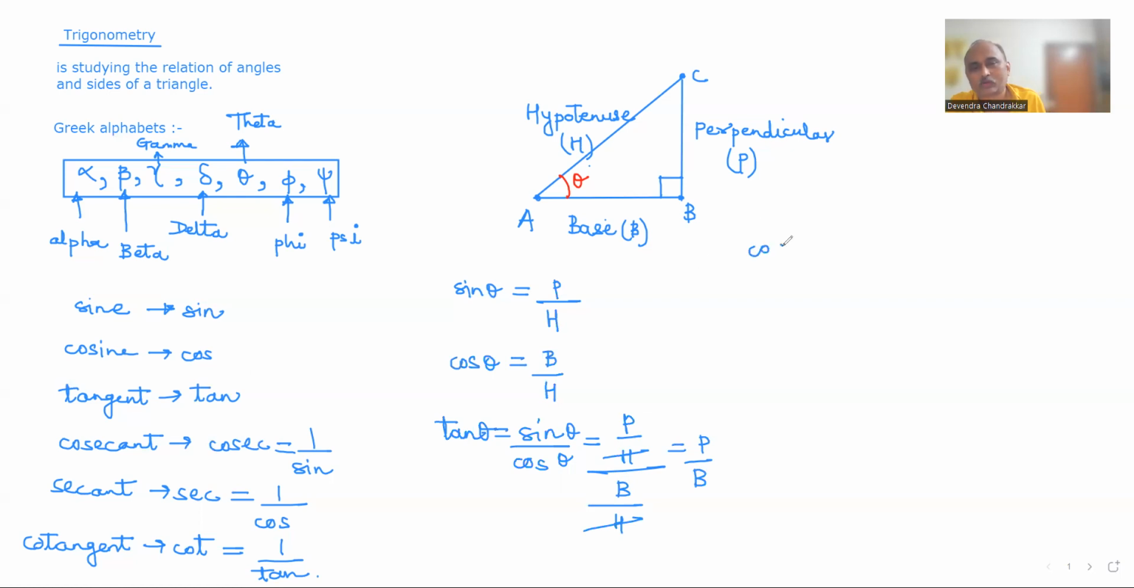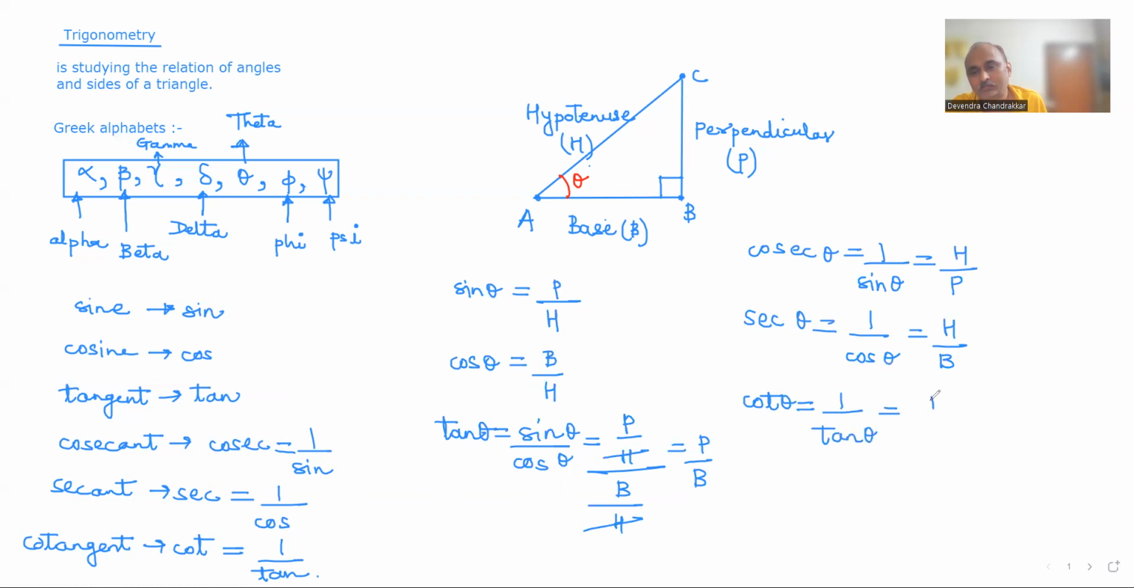Then comes cosec theta. It's 1 upon sine theta, so this becomes H upon P. Then comes sec theta. It's 1 upon cos theta, so it's H upon B. And the last one is cotangent, cot theta, which is 1 upon tan, and that is base upon perpendicular. I hope all of you understood this. Yes or no? Yes.